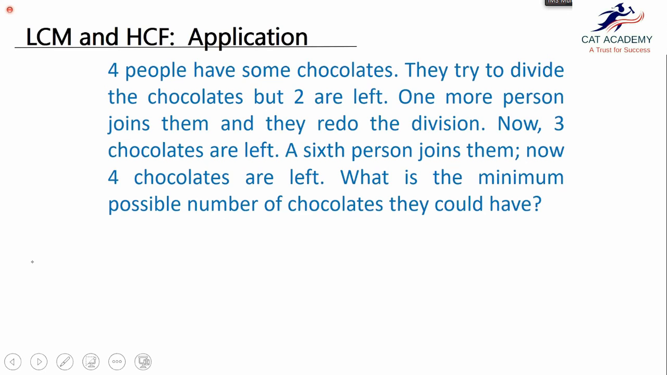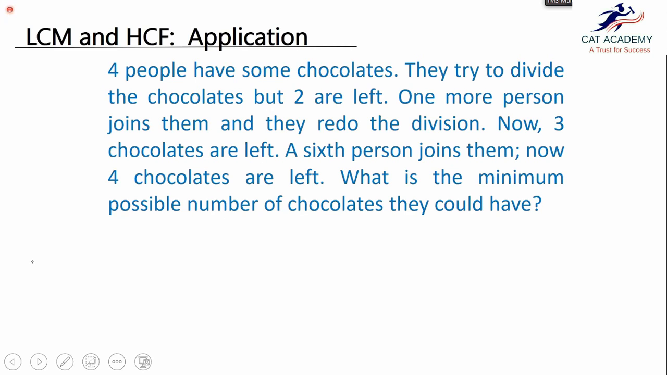Now this is a question of changing remainder. Let's see. 4 people have some chocolates. They try to divide the chocolates, but 2 are left. 1 more person joined, redo the division. Now 3 are left. 1 more person joined in, and now 4 are left over. What is the possible number of chocolates that they could have?